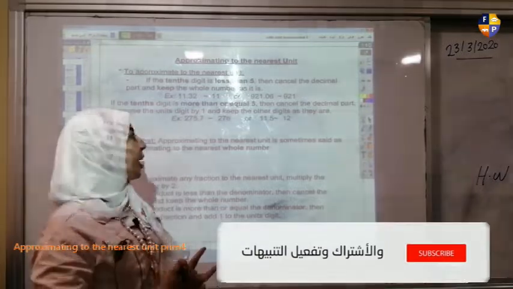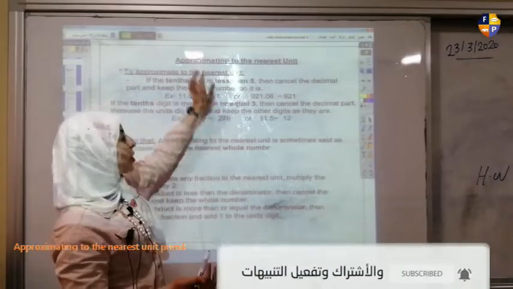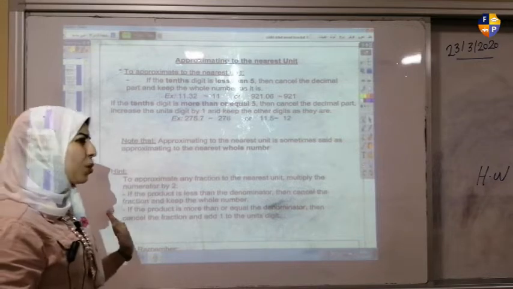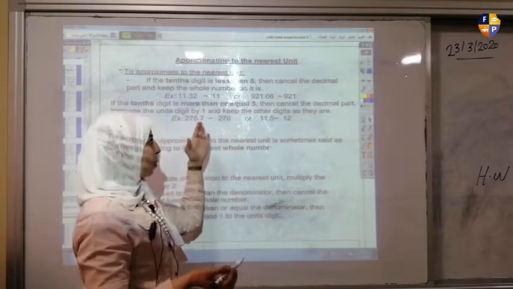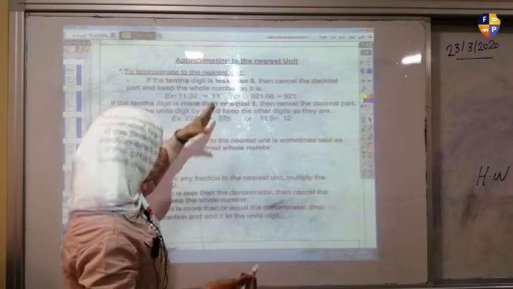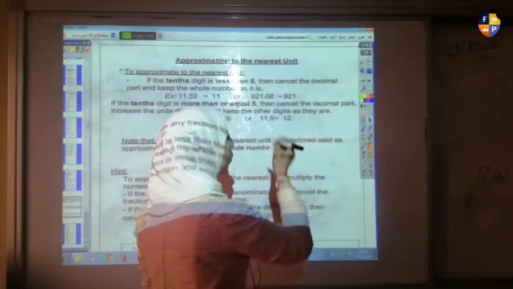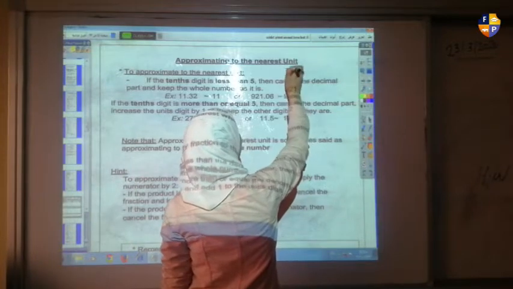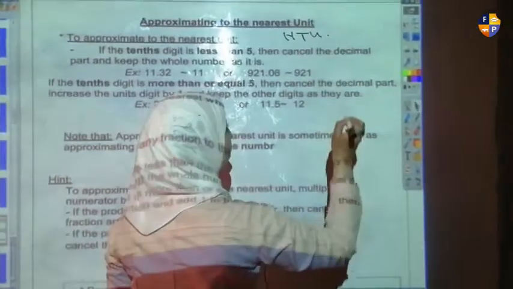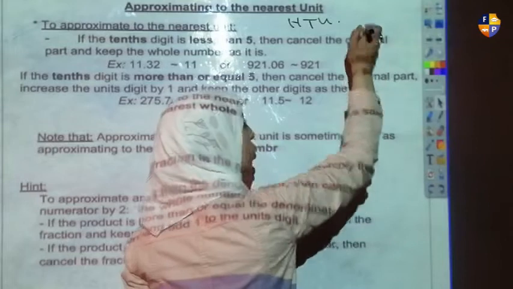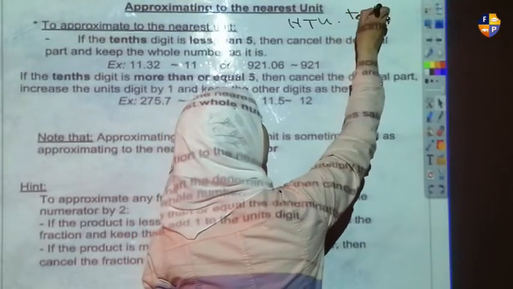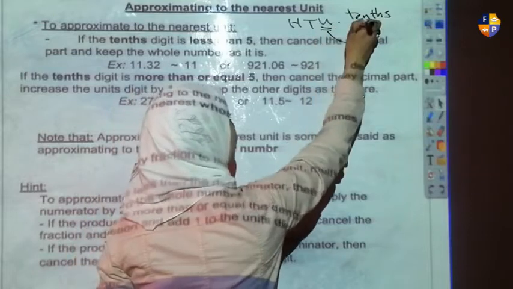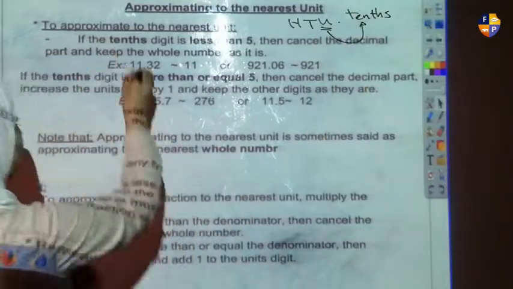Morning. Our lesson today is about approximating to the nearest unit. To approximate to the nearest unit, I will look at the digit before units. We have units, tens, hundreds, the decimal point, and in the decimal part we have tenths. So, to approximate to the nearest unit, look at the digit in tenths.